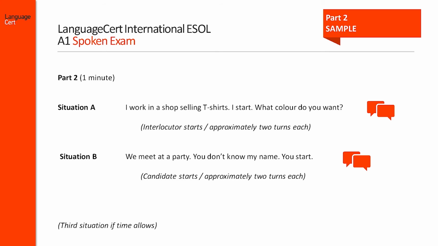The interlocutor initiates the situation, and both the candidate and the interlocutor need to produce approximately 2 turns. Then, the interlocutor provides a second situation, where this time it is the candidate who has to start. An example of the type of situation initiated by the candidate might be similar to this one.